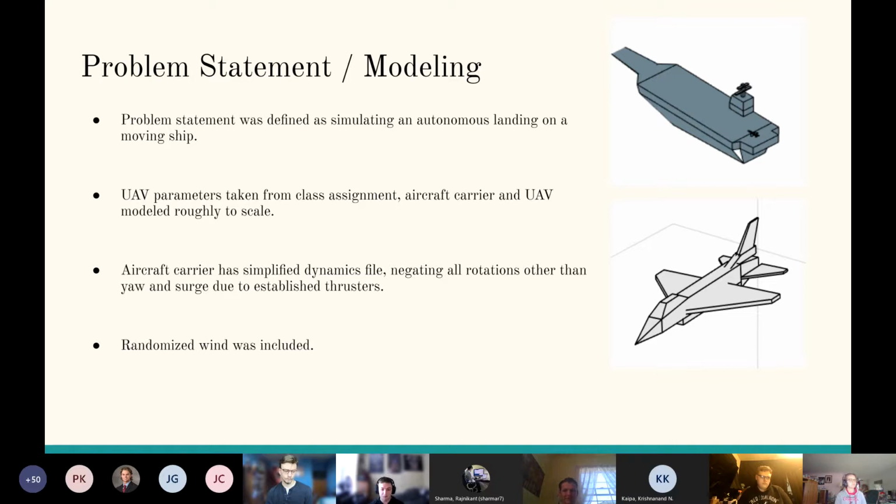The dynamics file for the aircraft carrier, as David said, is simplified a little bit, so it negates all rotations other than yaw. We have a couple of different tests that we do, some with yaw and some without yaw, and that's due to the thrusters that are in the aircraft carrier. And we did include wind for our presentation as well.